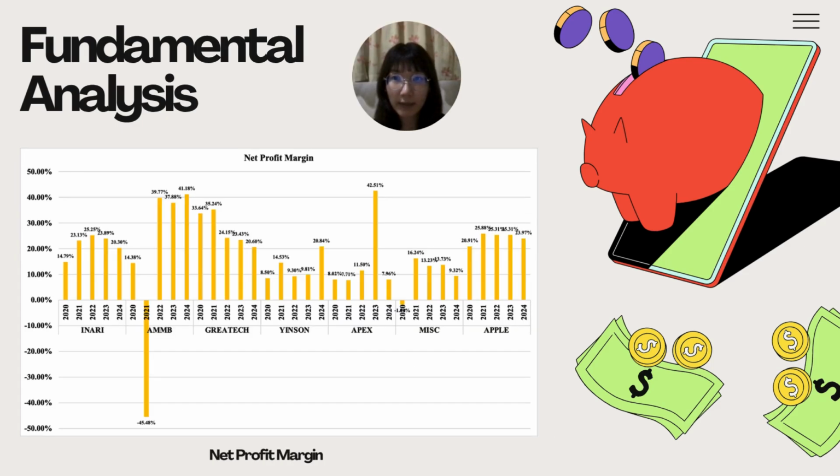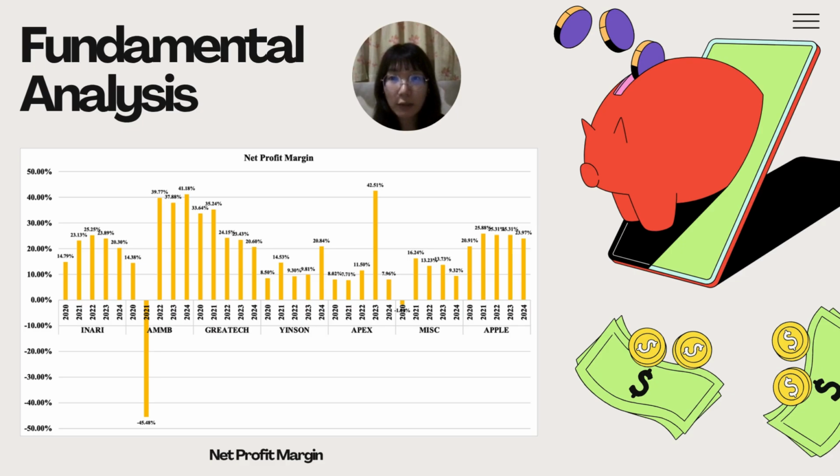Next, we look at the net profit margin, which tells us how much profit a company makes from its revenue. The higher the percentage, the better its cost efficiency. Apple consistently performed well, maintaining a margin above 23%, showing strong profitability. Inari, Instant, and Greentech also show stable or improving margins, especially Instant, which rose to 20.84% in 2024.